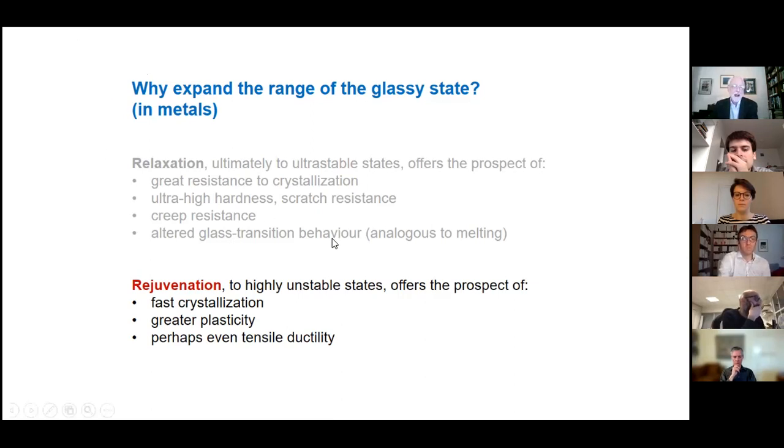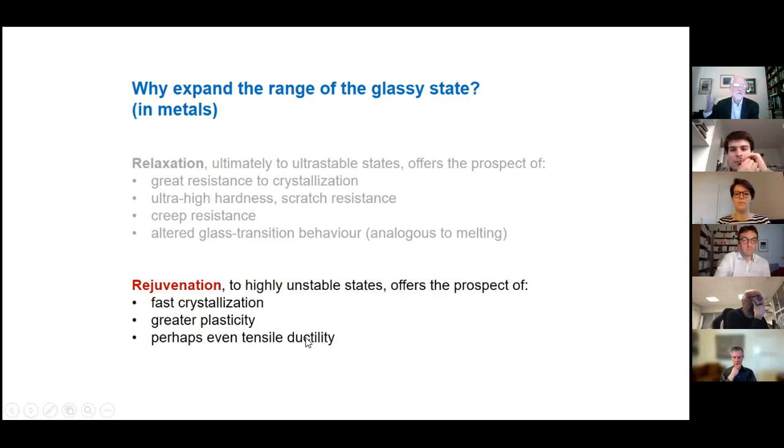You could go towards highly unstable states, and they actually have their own interest because they could be capable of very fast crystallization, which is of interest if you're looking at computer memory and switching, for example. And we would certainly expect them to have better plastic flow behavior, which would be generally favorable for mechanical uses. And you might even have the long imagined impossible property of metallic glass, namely tensile ductility. And I'll say quite a bit more about that.